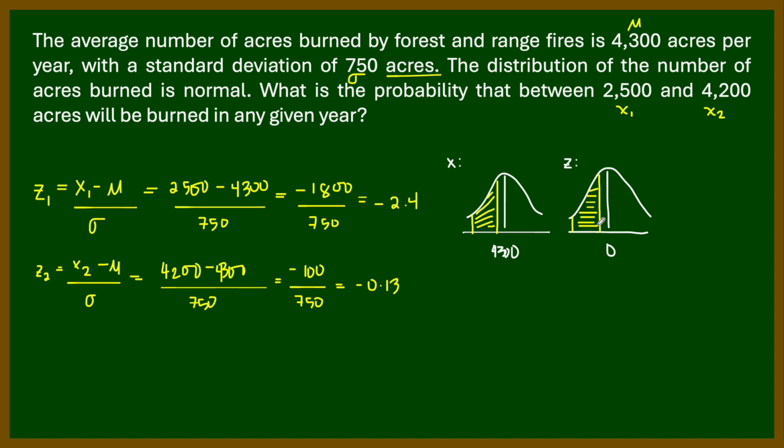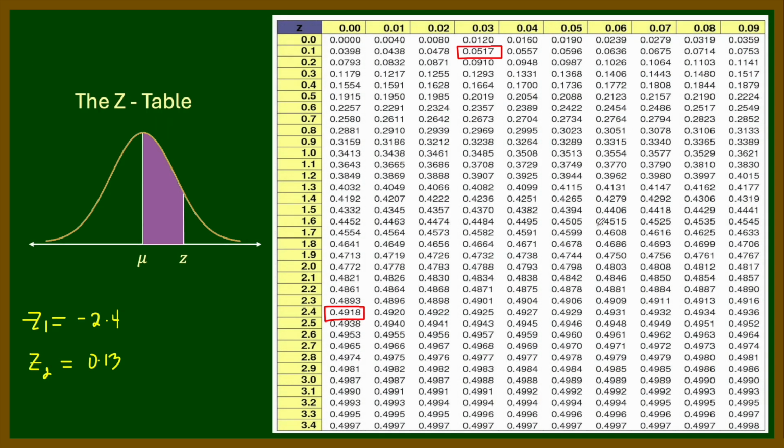this is the time we have to consult the Z table. So let us go to the Z table. We are looking for negative 2.4, so the area is 49.18%, while z sub 2, which is 0.13, can be obtained once we add 0.1 and 0.03. So this is the intersection, therefore the desired area is about 5.17%.